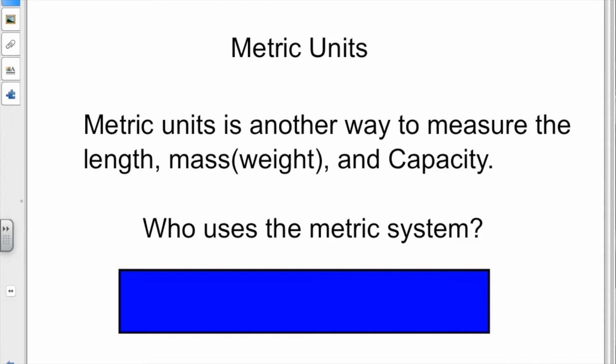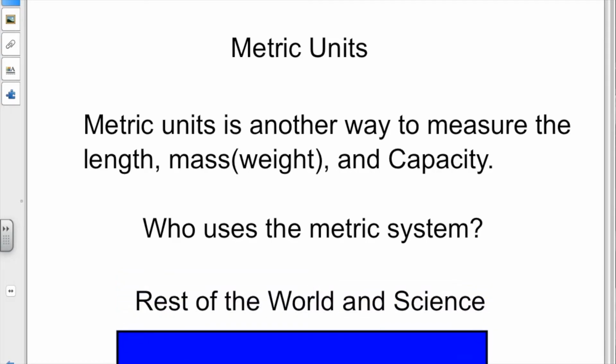All right, so again, we're doing metric units today, just like before. A metric unit is another way to measure the length, the mass or weight, and capacity of something. And again, who uses the metric system, boys and girls? Yes, the rest of the world basically uses the metric system, along with science branches and medicine. So we're pretty much the only ones using the customary system.